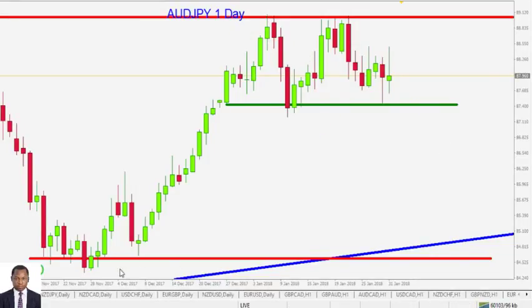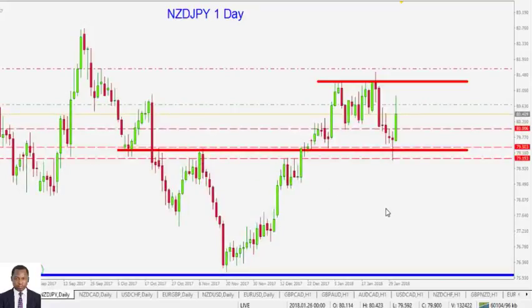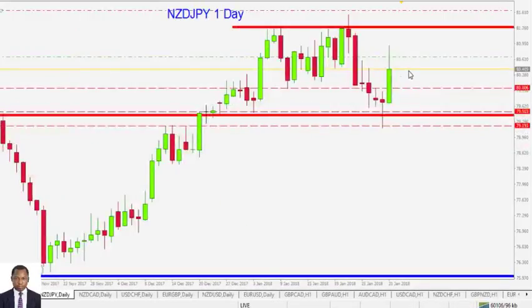Okay, the next one is the New Zealand dollar against the Japanese yen. We took a trade here in the intraday live session. That trade is sitting in some small profit right now. This is the entry there. This is the stop loss just above this area of resistance. Well, we are going to let this trade run again for tomorrow.